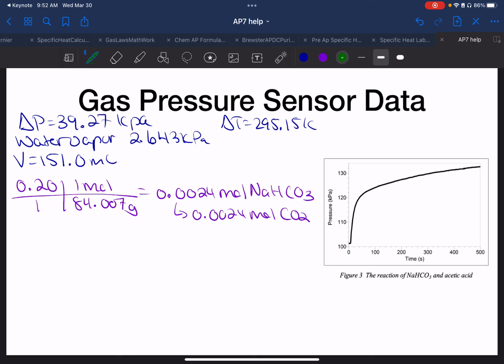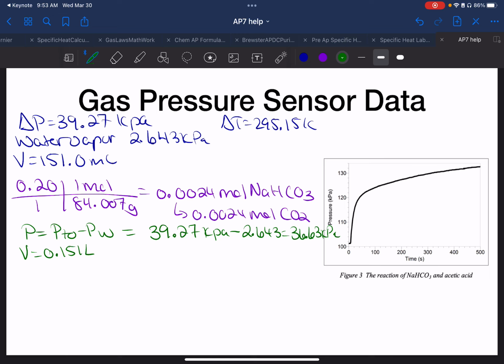Okay. So now we're back to we've got to get our adjustment for our pressure. So we do our pressure total minus our pressure water, which equals 39.27 kilopascals minus that correction that we have, the 2.643, which gives me 36.63 kilopascals. We know that our volume, when we change it over to liters, is 0.151 liters. Our R is still 8.31 liters kilopascals over moles K. And then temperature is still 295.15 K.